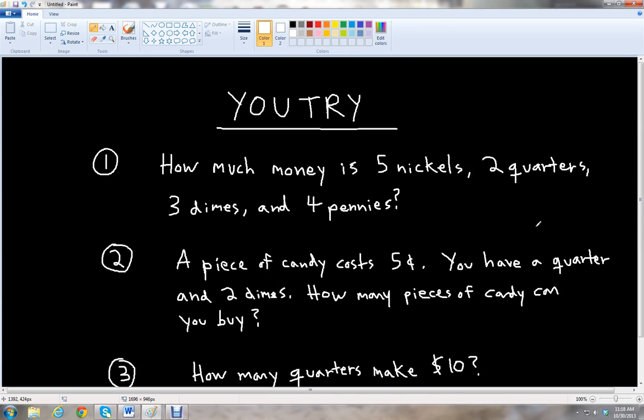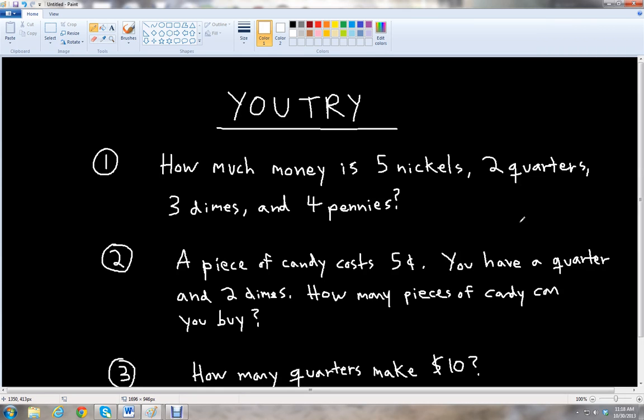Okay, so let's try some problems on your own. You have 3 problems here, and I'll read them out loud. The first problem asks, how much money is 5 nickels, 2 quarters, 3 dimes, and 4 pennies? So how much money do you have with 5 nickels, 2 quarters, 3 dimes, and 4 pennies?